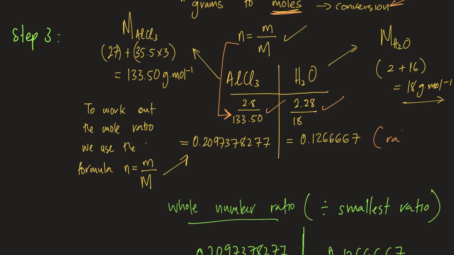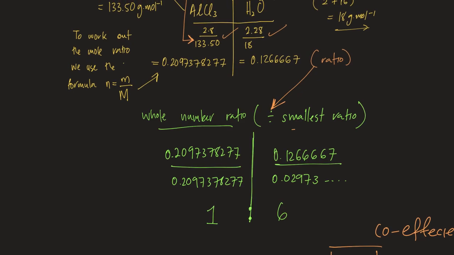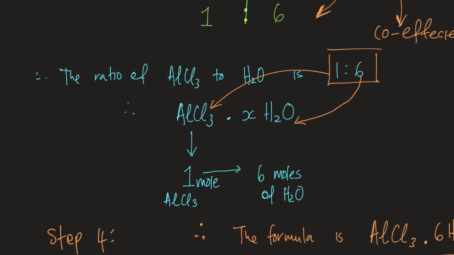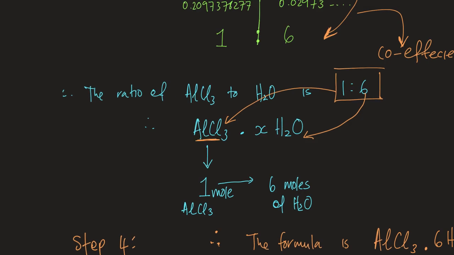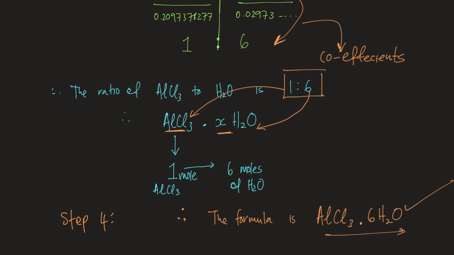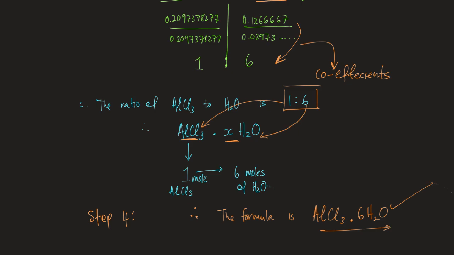Once you get the ratio, you need to find the whole number ratio. How do you do that? You find the smallest ratio. Once you've got the smallest ratio, you divide both sides and you get an actual whole number ratio. That whole number ratio is the coefficients. Then you need to check your formula. For every AlCl3, you need 6 moles, whatever your moles are. And the last step is write down your final answer. So please make sure you follow those steps.